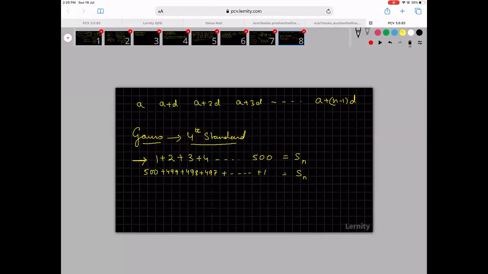Yeah, so he wrote this also. Once he wrote this, now this will total to 501, this will total to 501, and each one of them will total to 501, and he will get 2 times what he wanted. So he can find out as 500 into 501 divided by 2.